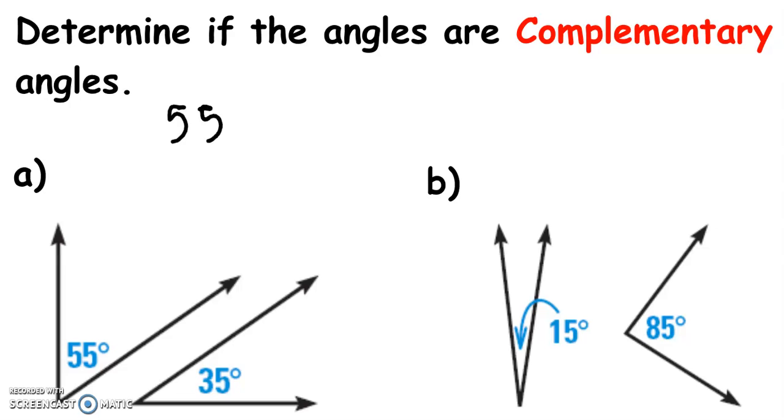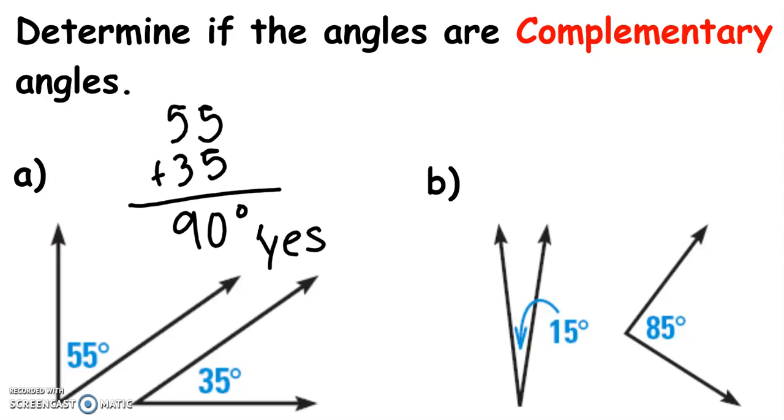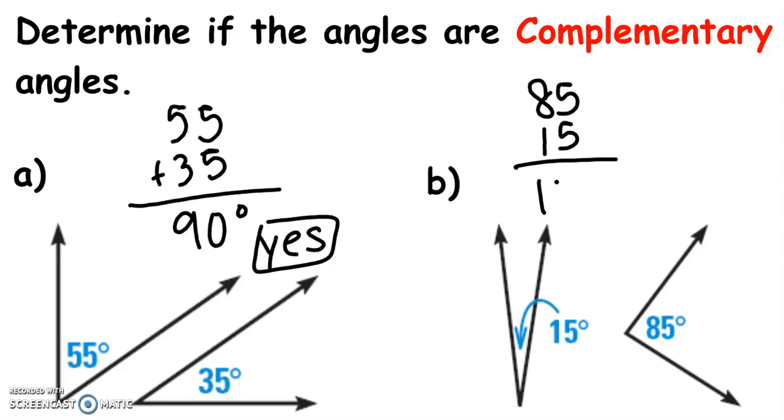So are these angles complementary? Well, we want to add them together and see if they add up to 90 degrees. So yes, 55 plus 35 is 90 degrees, so these two angles are complementary. Here, let's add together 85 plus 15, and that's 100 degrees. So no, these two angles are not complementary because they do not add up to 90 degrees.